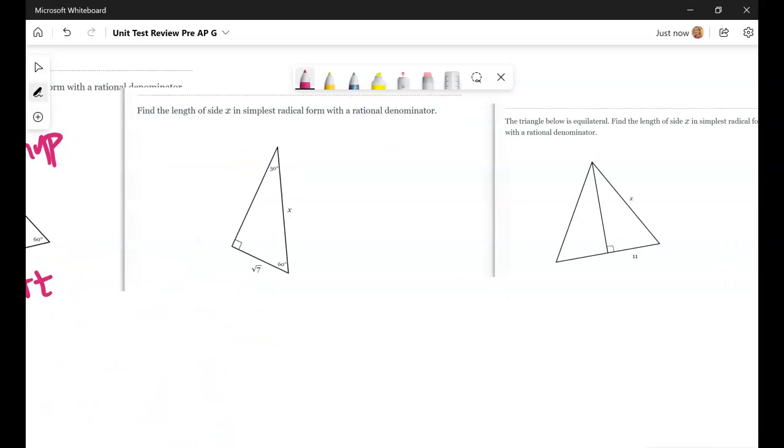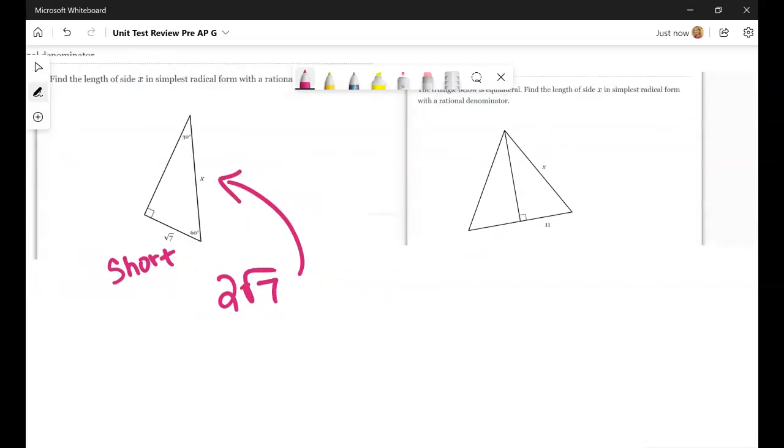Find x in this triangle. This is a 30-60-90. I am given the short side. In order to find the hypotenuse, I need to double it. So 2 times the square root of 7 is x. You can't multiply those together because 2 is on the outside and square root of 7 is on the inside.